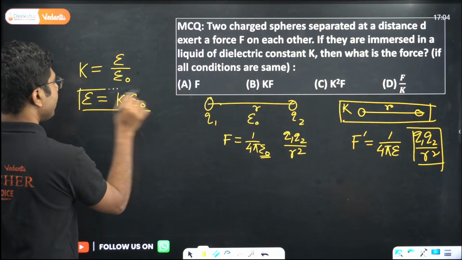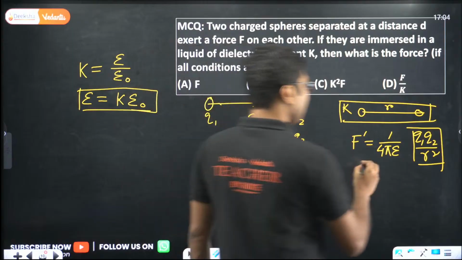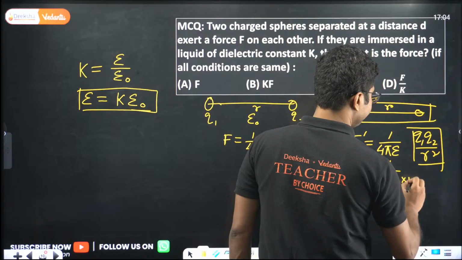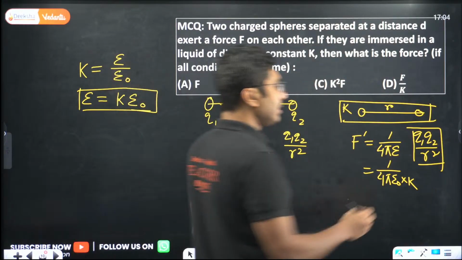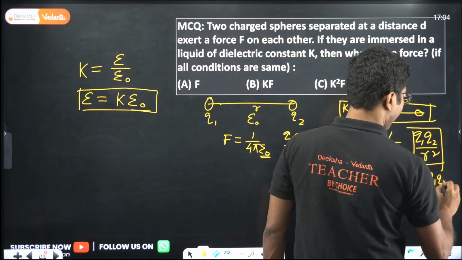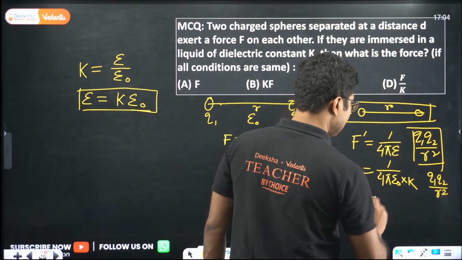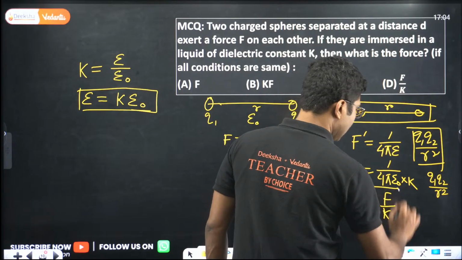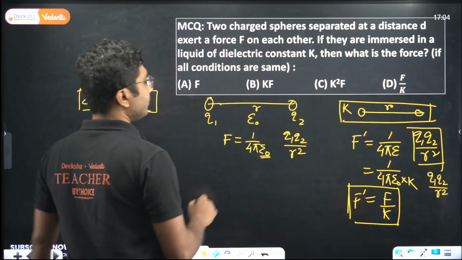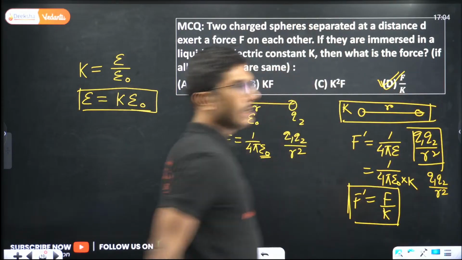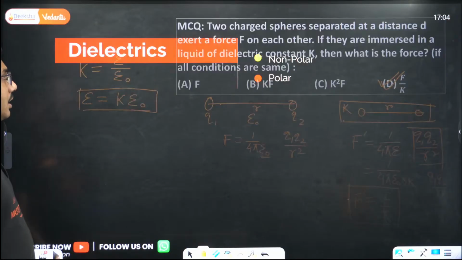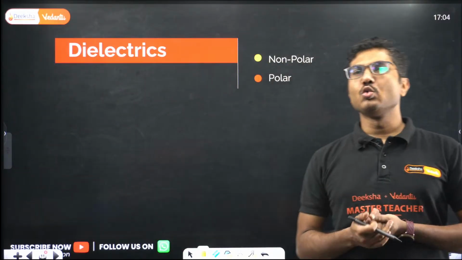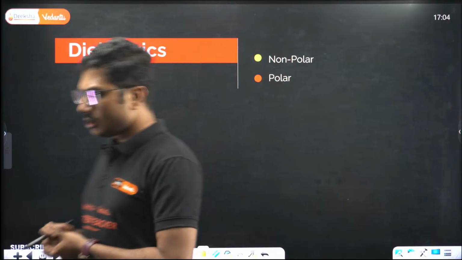So basically you have to replace this equation by writing 1 by 4 pi epsilon naught into K, and everything else will remain the same. That means the force will be F by K. So the correct answer is F by K. Easy question. Now let's move on to dielectrics, which can be classified into two categories, polar and non-polar.